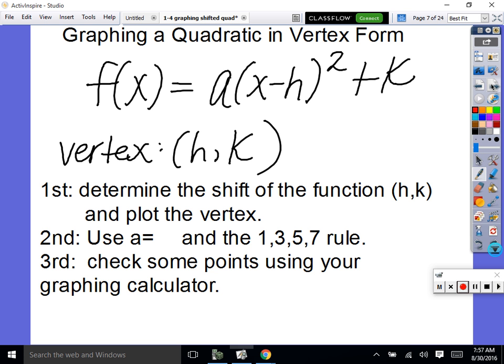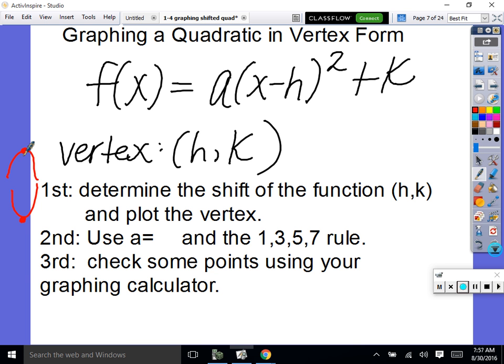Now that you understand shifts, graphing a quadratic is pretty easy if it's in vertex form. All right, so the first step when graphing a quadratic is we first determine the shift of the function, and now we're good at that. That's going to be where our vertex is, the lowest or highest point of our graph. So we have a quadratic, the vertex is either the lowest point or the highest point of our graph. You graph that first based on the shifting.